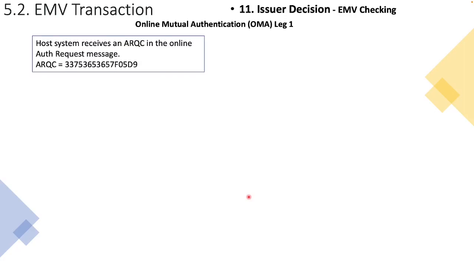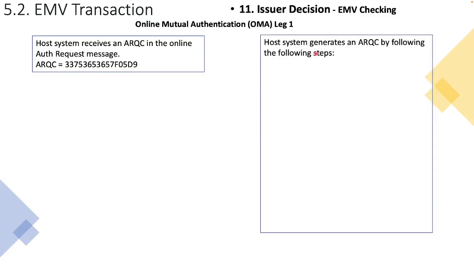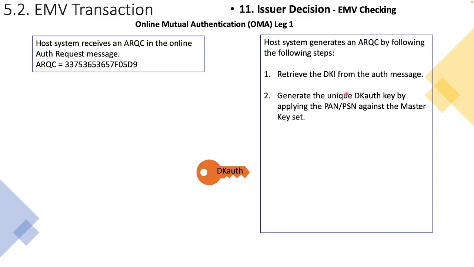So how does it do that? The host system will receive an ARQC in the online auth request message, and the ARQC will look something like this, right? The host system receives this and stores it temporarily. It then generates its own ARQC by following these steps. It will retrieve the DKI from the auth message, basically the derivation key index, to understand which keys were used for this transaction. Once it has the DKI, it can identify the master key set, and once it has the master key set, it can generate the unique DK auth key by applying the PAN sequence number against the master key set.